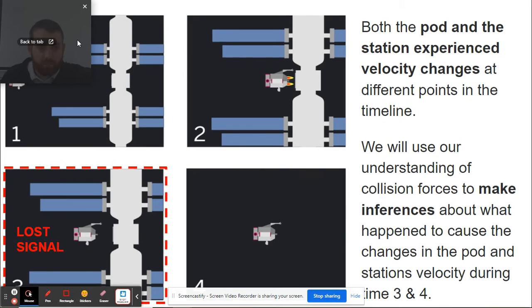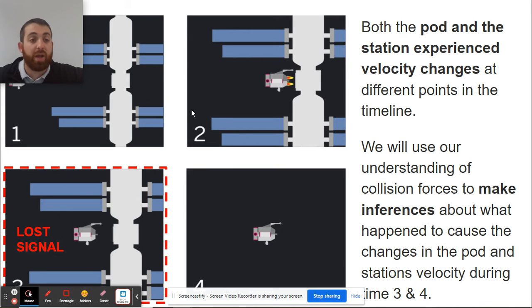We know that both the pod and the station experienced velocity changes at different points in the timeline. The pod experienced some velocity changes early on because of the weight due to the asteroids. But we're not focusing on this time. We're going to be focusing on this time here.